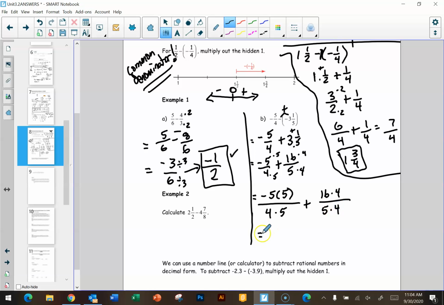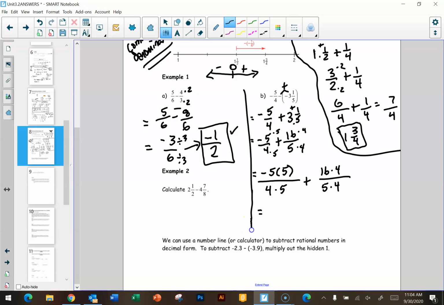Now our next check needs to be a common denominator. So let's look at it. This is negative 5 times 5 is negative 25. 4 times 5 is 20. Plus 16 times 4, that's 64 over 5 times 4 is 20. There's our check. Common denominator. Yes. Okay, good. So now let's move on to the next step.